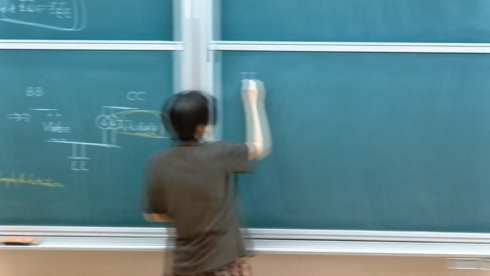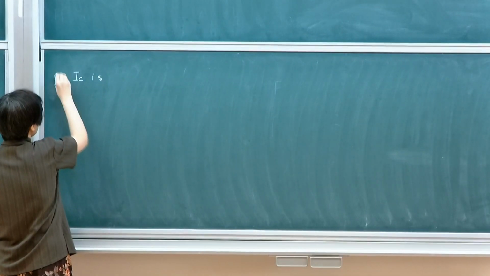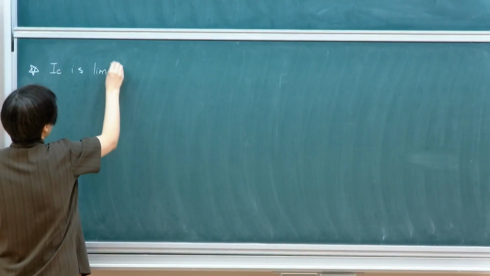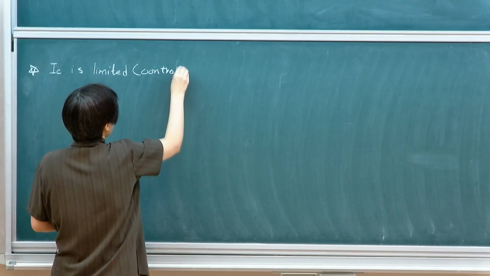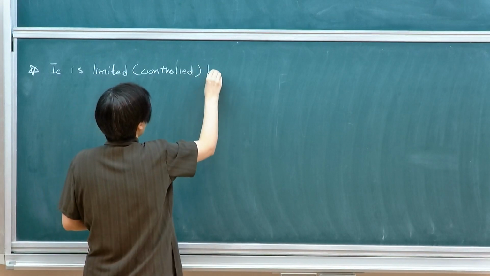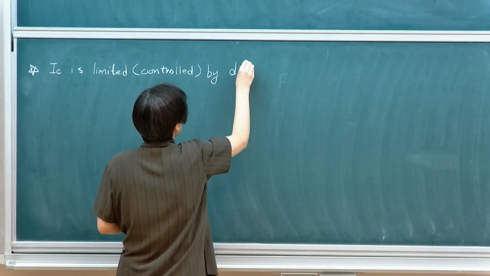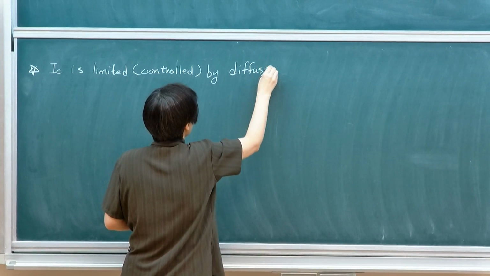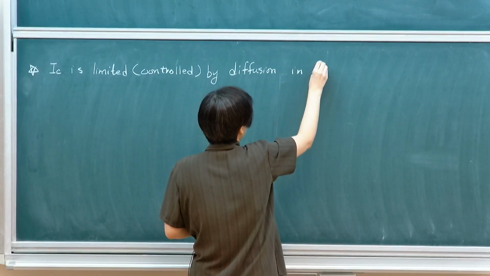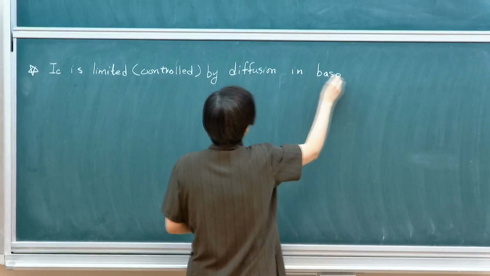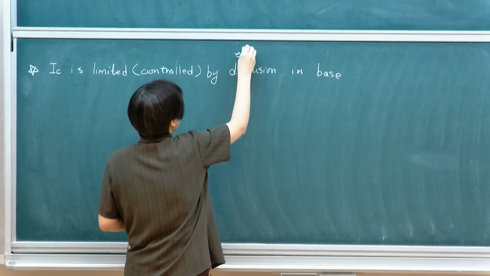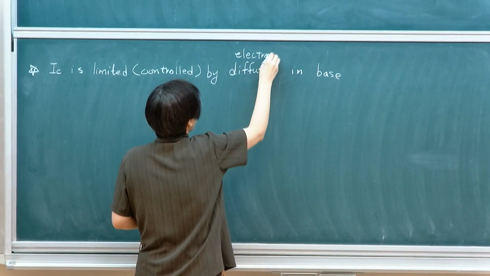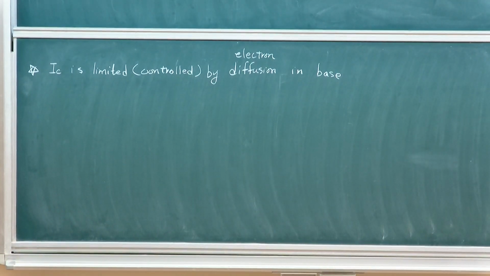So first we establish that IC is, in this case, limited or controlled. Another way of thinking about it is that it's controlled by diffusion. Diffusion force in base, minority diffusion in base. So because electrons are, I should say electron diffusion. So anytime you want to establish this current, you look at the diffusion current equation.